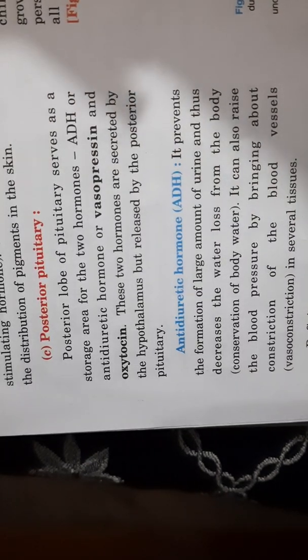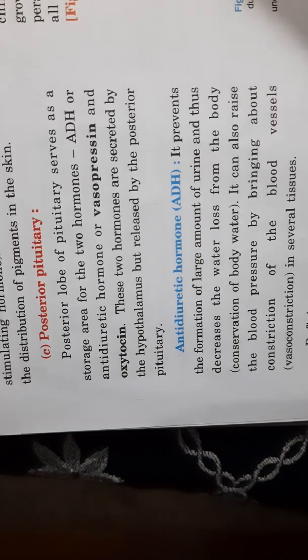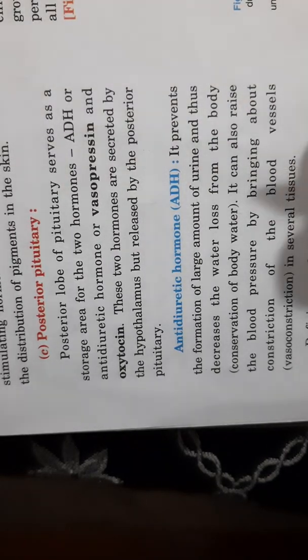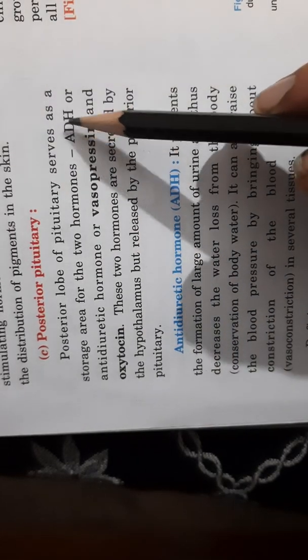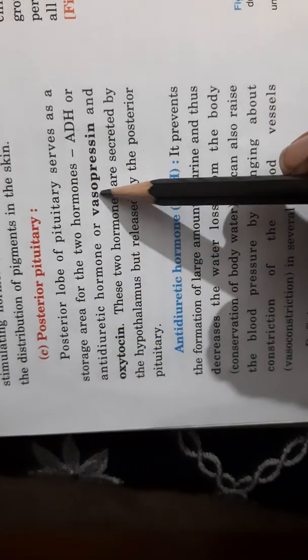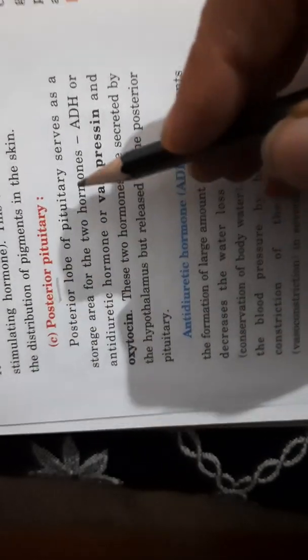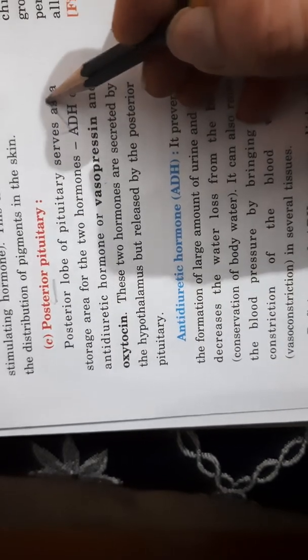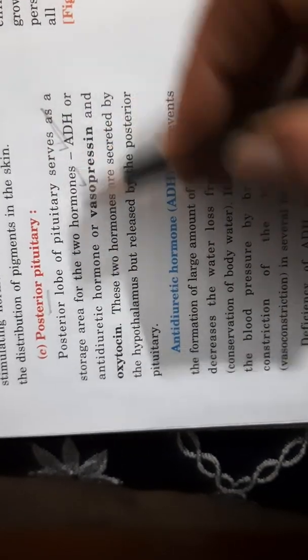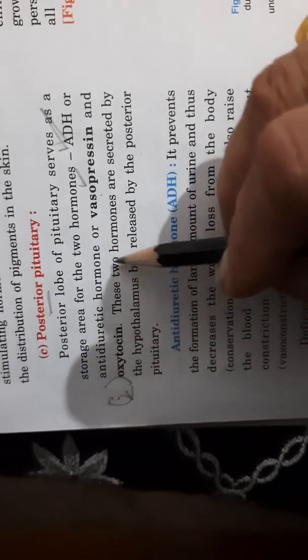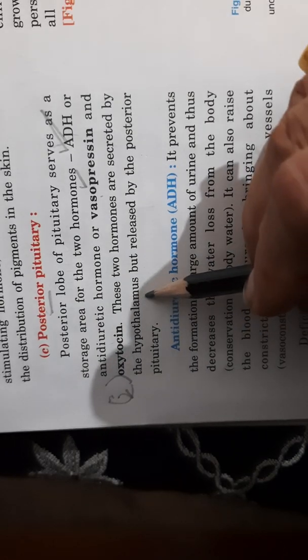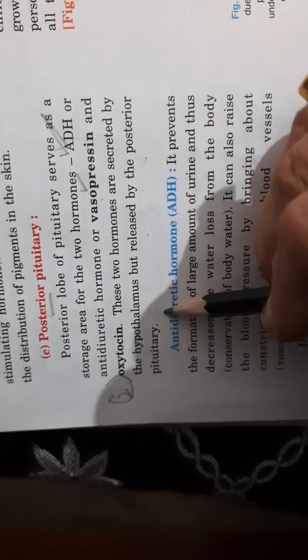Then we'll come to the posterior lobe. The posterior or back part of the pituitary gland serves as a storage area for two hormones. They are ADH, antidiuretic hormone, also called vasopressin, and another hormone called oxytocin. So this posterior lobe releases mainly two hormones. ADH you have studied in the excretory system. Its other name is vasopressin. And the second hormone is oxytocin. These two hormones are secreted by the hypothalamus but released by the posterior pituitary.